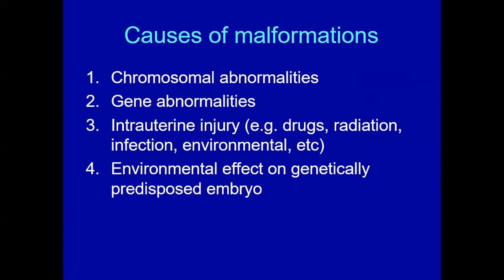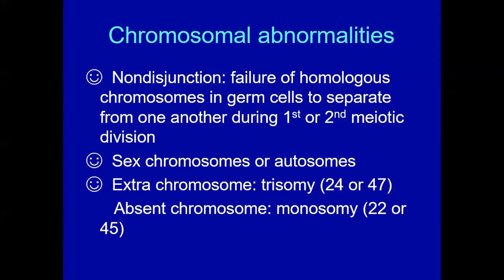So the most important causes of malformations are chromosomal abnormalities, gene abnormalities, intrauterine injuries from radiation, infections, and environmental causes. There are some chromosomal abnormalities, and the causes of chromosomal abnormalities are non-disjunction and translocation.